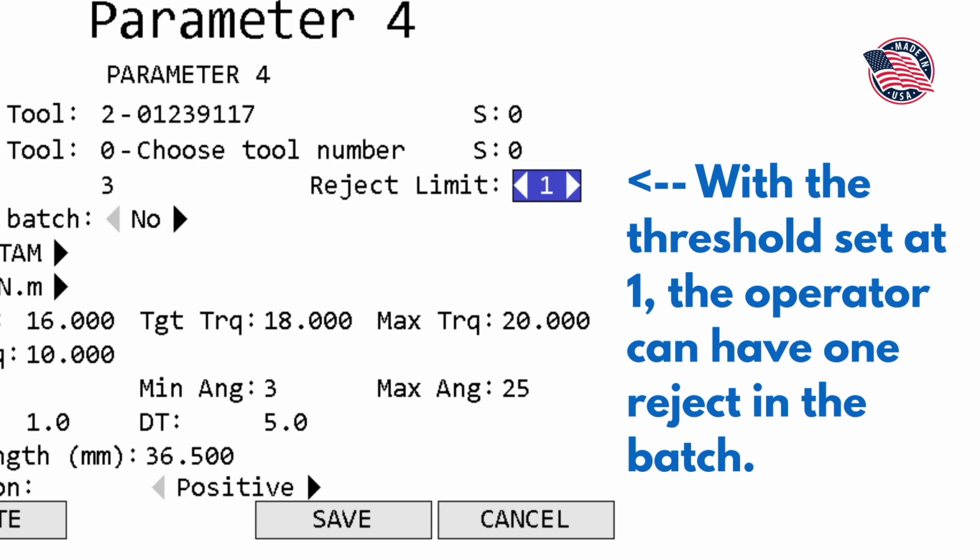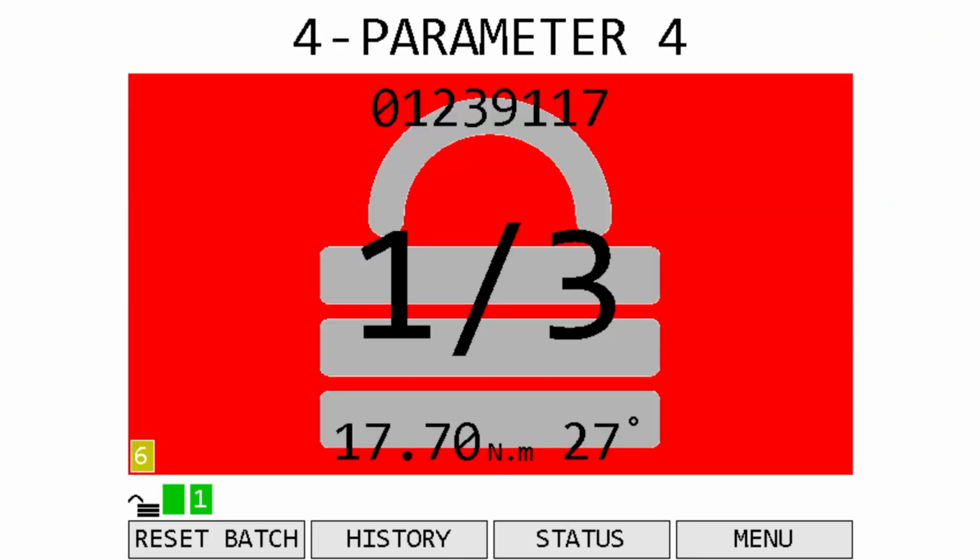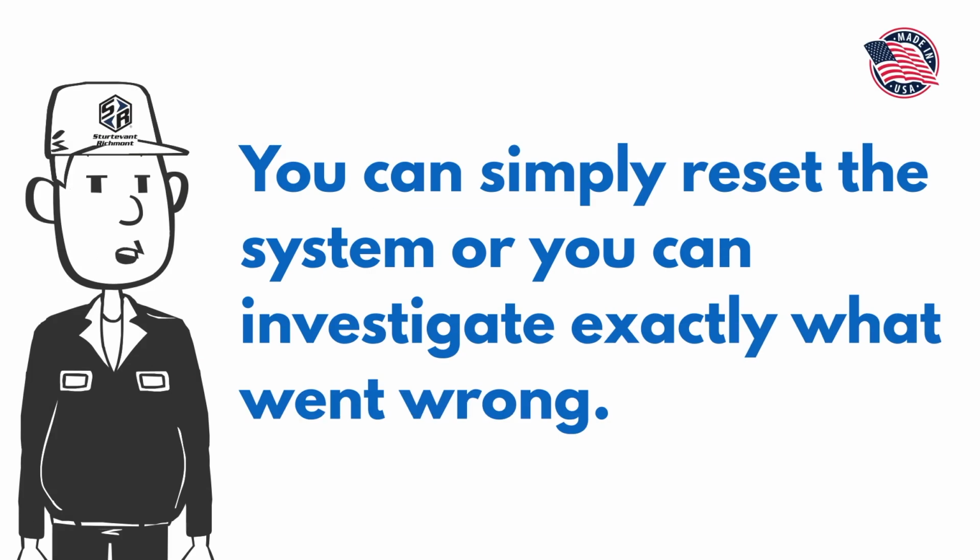With the threshold set at 1, the acceptable limit of rejects the operator can have is 1 reject in that batch. A second reject in that batch will cause the system to lock. You can simply reset the system or investigate exactly what went wrong.